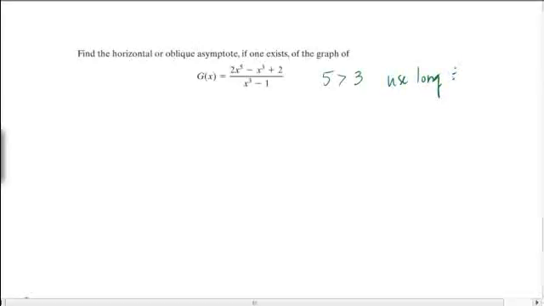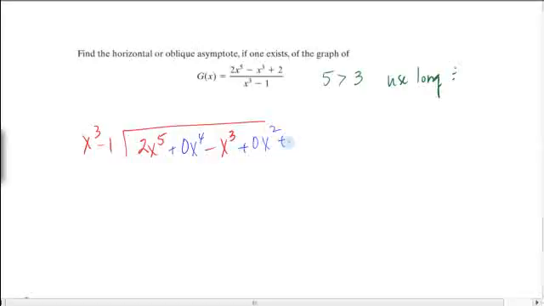Okay, so we take the denominator x cubed minus 1. We have the numerator underneath as 2x to the 5th. I'm going to fill in my places. Plus 0x to the 4th minus x cubed plus 0x squared plus 0x, because that's what I'm missing, plus 2. Okay? And now I decide, I look at my first term here and the first term on the outside.